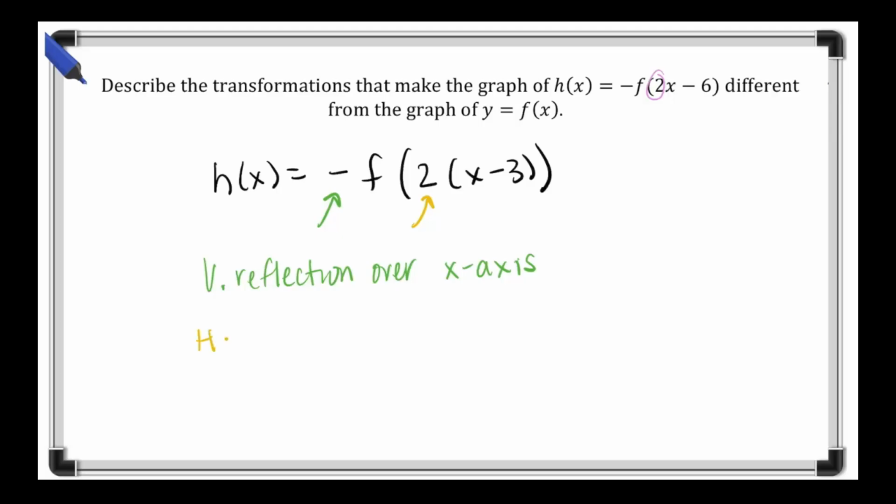There you have a horizontal transformation. That is actually a shrink, right? Inside is opposite, and you are shrinking by 1/2. And last but not least, we have this -3. It's still on the inside, right next to the x. So we think it should go to the left, but we're actually going to the right 3.